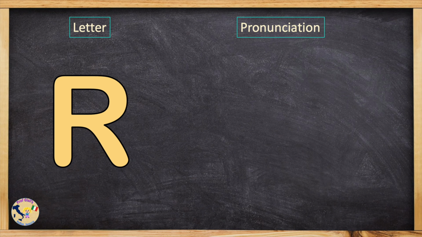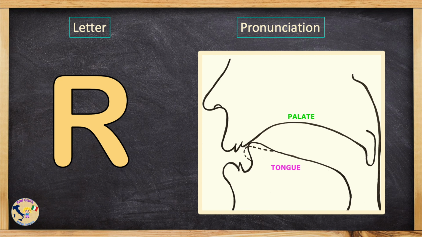To understand how to pronounce R in Italian, let's look at this diagram. The secret to a correct pronunciation is to leave enough space between the tongue and the palate. This will allow the air to flow and force the tip of the tongue to vibrate against the front part of the palate. For the vibration to happen, though, the tip of the tongue must not touch the front teeth, because that way it will not vibrate.